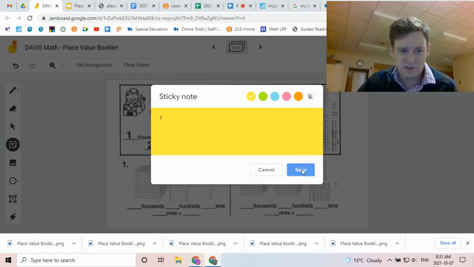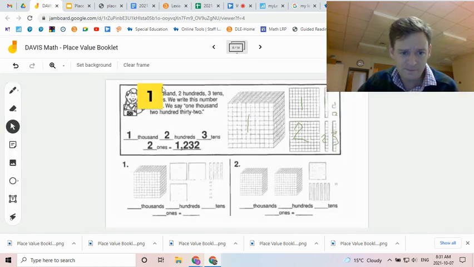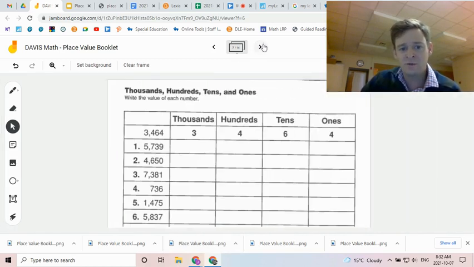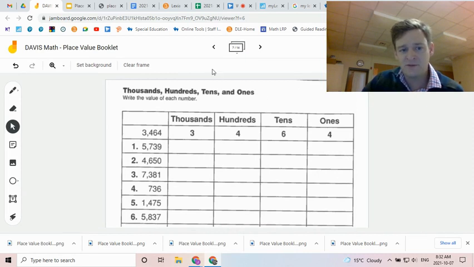the right size. So in this first question, we have 1,000. So I can make a sticky note of 1, and then I can just move it down onto that blank. All right, the next page is more of the same. And then we're moving on to page number 7.